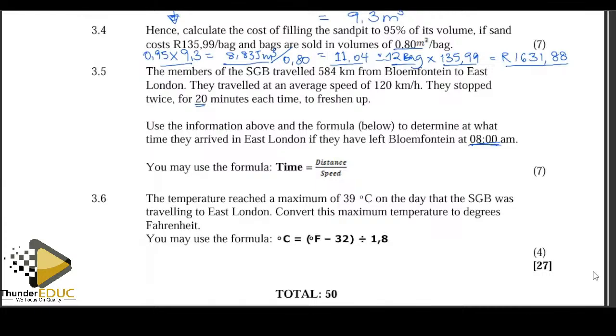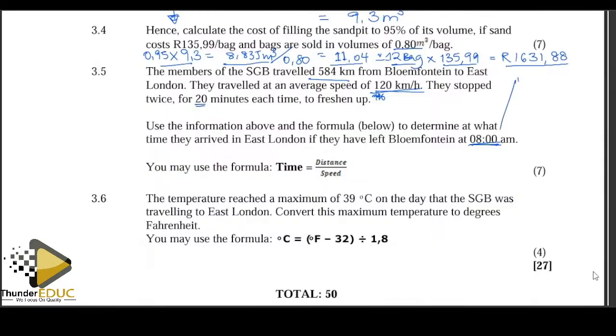So first and foremost, what we have to look at, it's how much time did they spend on the road? That's what we are looking for. But when you look at the scenario that we have, definitely we have the speed, we are not given time, and we have the distance. This is when the triangle comes in.